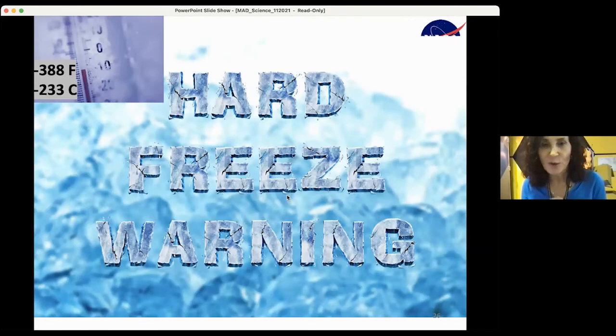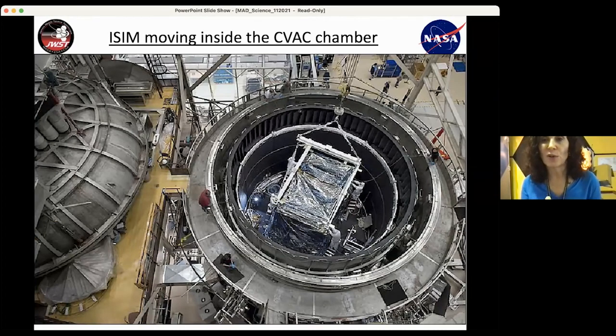The other thing is that James Webb is going to be very cold. It's going to be minus 233 centigrade, minus 388 Fahrenheit. You guys know when you put things in the freezer, they change, right? You put water in, it freezes, it changes how it behaves. So you have to test what you're going to launch into space under those conditions as well.